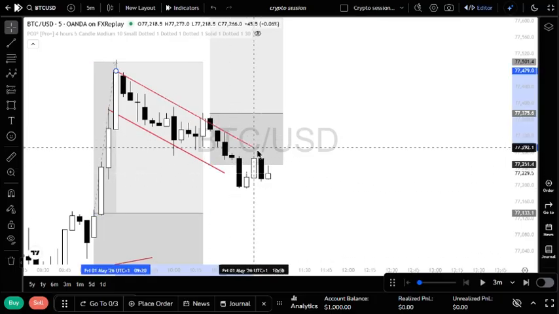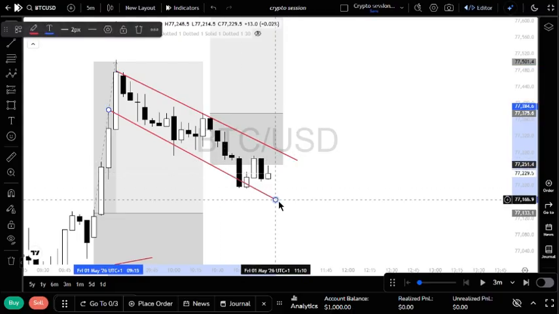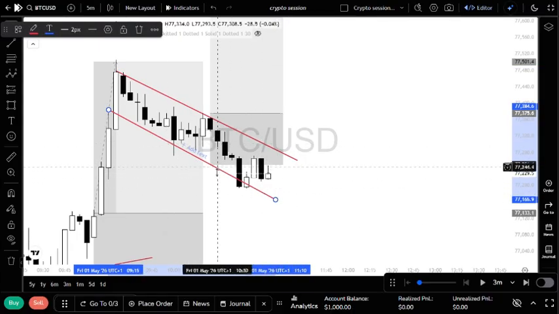So price did this, and I'm going to shift my trend line to this point and do this as well. If you notice, price is still on our trend line.